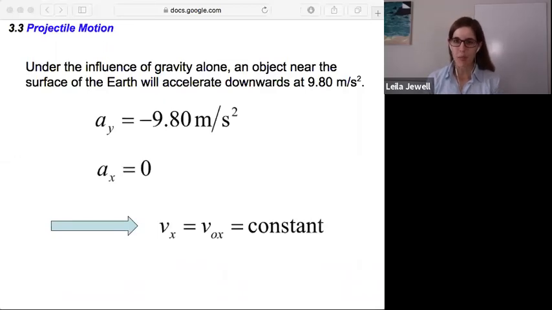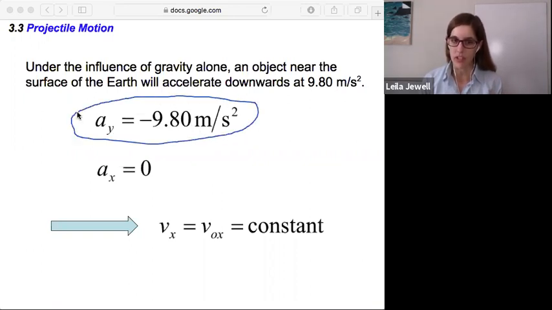Section 3.3, projectile motion. This is where it all comes together. We can look at our equations of kinematics in 2 dimensions with a very specific scenario that is often applicable here on Earth. If an object is under the influence of gravity alone and near the surface of the Earth, basically if it's flying through the air, if it doesn't have anything pushing on it, like not a spaceship example here, but if you're throwing something through the air, we know that the acceleration is only going to be downwards by this negative 9.8 meters per second squared. So this is only in the y direction that we feel this acceleration.